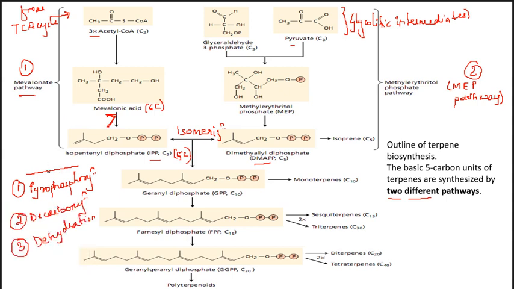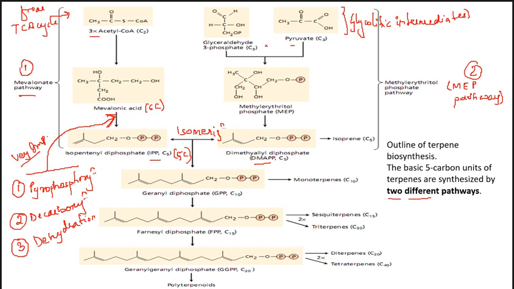This is ultimately forming IPP. Please remember the sequence, very important. They occur in this sequence only: pyrophosphorylation, decarboxylation and dehydration. So this is the path up to here. After IPP the pathway is the same, so we first have to understand the precursors. This pathway is clear, the mevalonate pathway is clear.